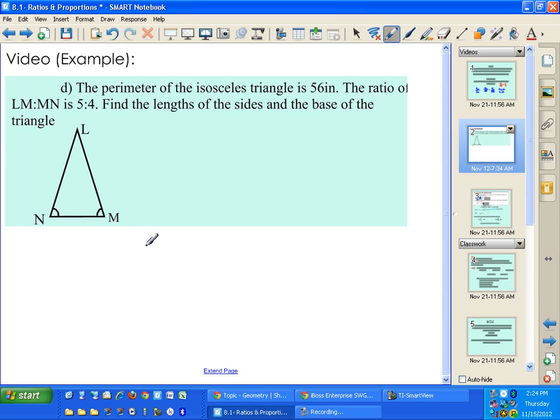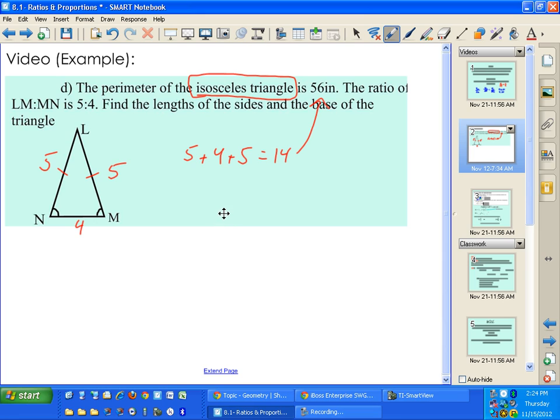So we need to think about this a little bit. What do we know about isosceles triangles? Well, hopefully you remember that in isosceles triangles two sides are the same, and so since the base angles down here, M and N, are the same, that would mean that LM and LN are the same. And since they're telling us that the ratio of LM is 5 to MN is 4, if I put another 5 over here, 5 plus 4 plus 5, if I add those up, I get 14, which doesn't equal my perimeter of 56.